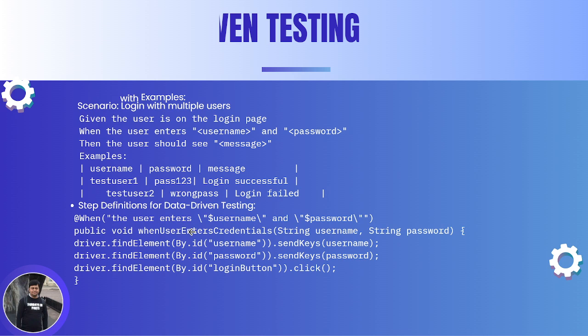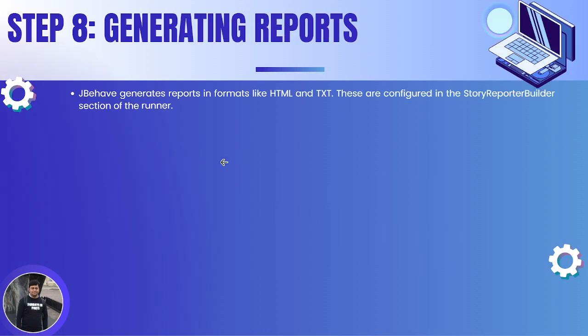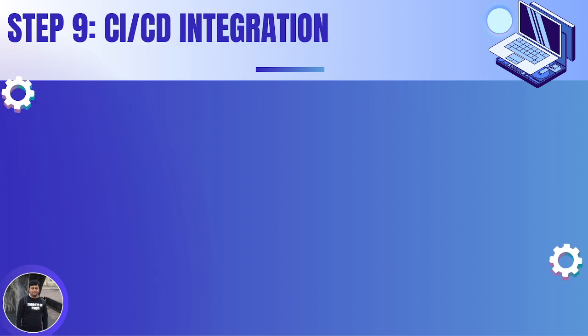Next is generating reports. JBehave generates reports in a format like HTML or text file. These are configured in the story report builder section of the runner. So whatever runner you are using, it will create the HTML reports also.